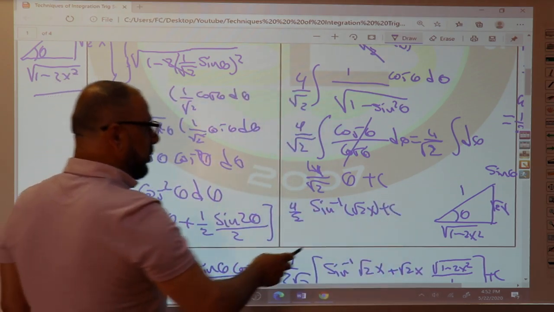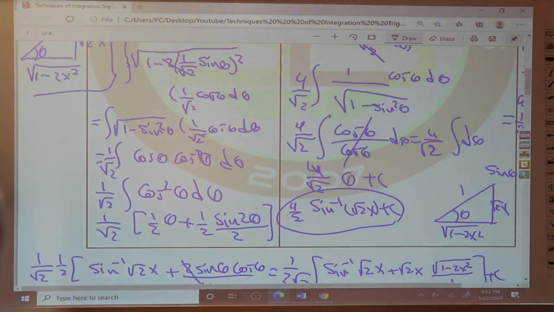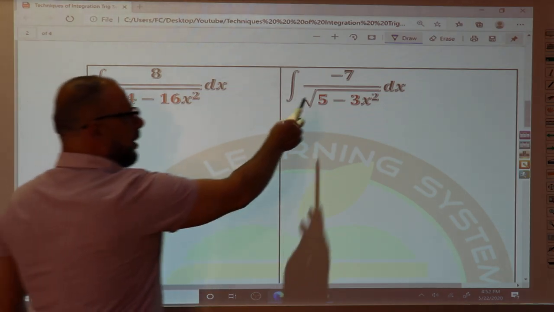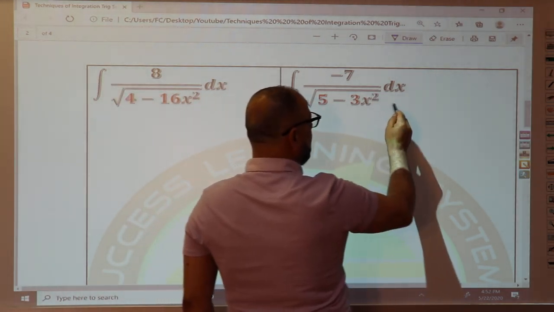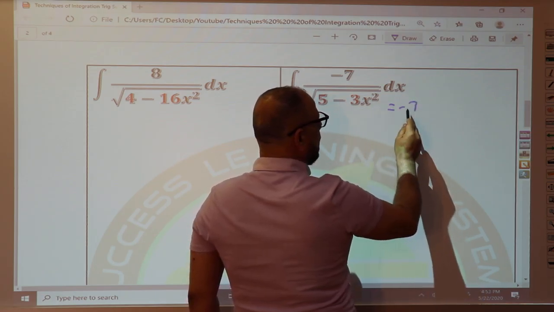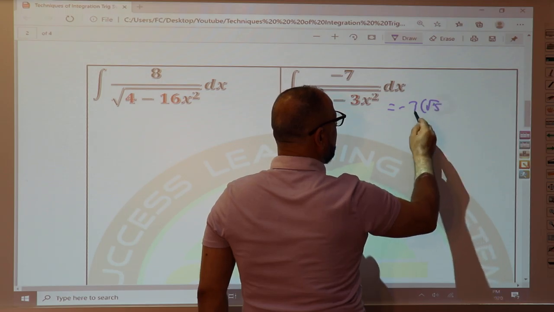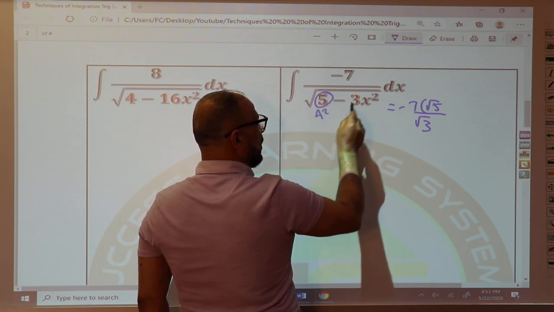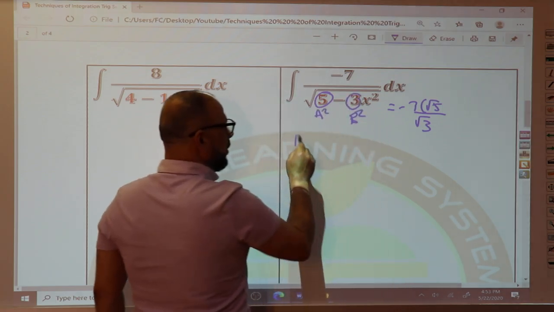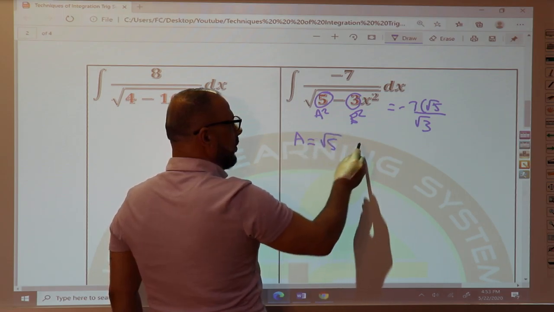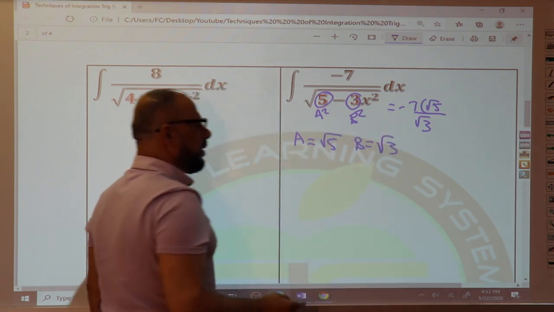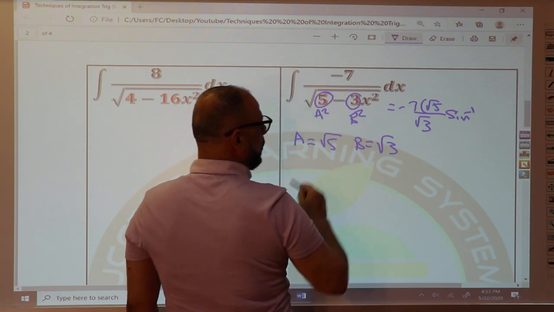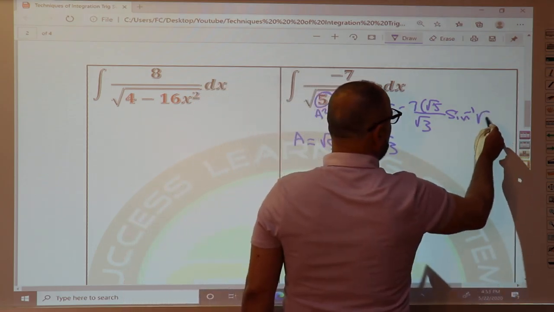Most teachers prefer this way. Let us do more examples. Look how I can do this. I can split this guy, negative 7. A, which is square root of 5, over B, square root of 3. Then this is A square, and this is B square. Then A equals square root of 5, and B equals square root of 3. Sine inverse, we have negative 7, leave it, of square root of 3 of x.